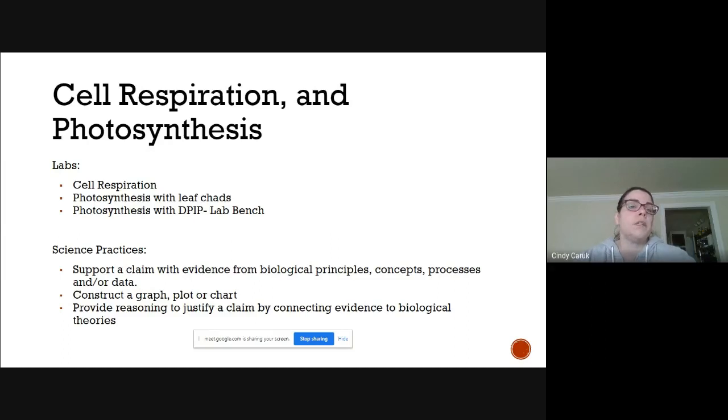Construct a graph. That means that you need to label your X and Y axis correctly. You need to have it well scaled. You need to include your units. Please include a title with independent and dependent variable. And then your graphing of it is usually a point as well. And provide reasoning to justify a claim by connecting evidence to biological theory. So here you're taking the science that we've learned and connecting that also with the data from the graph, right? You need to cite specific data. You need to put numbers down.